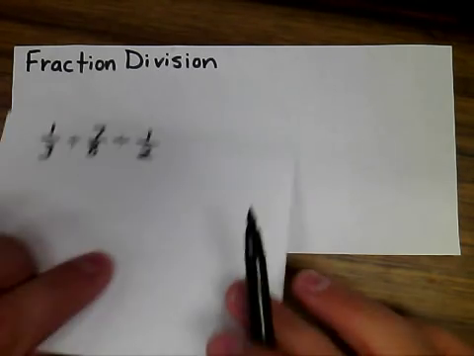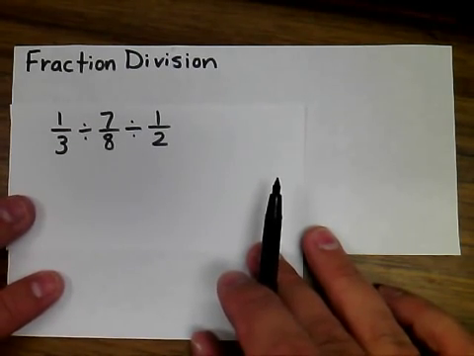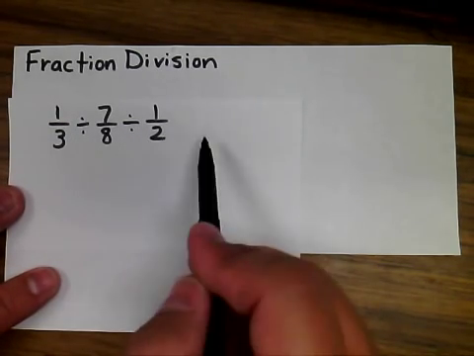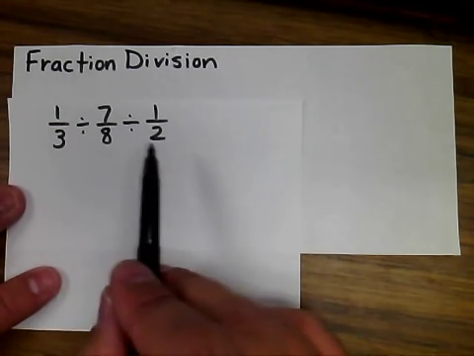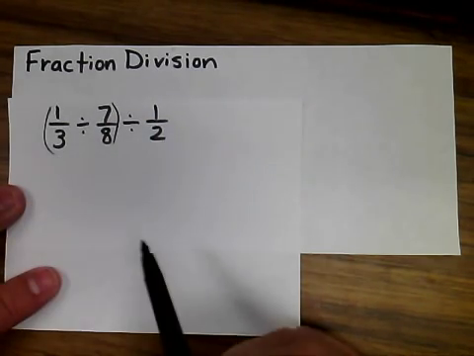The last thing on your homework that I want you to be aware of is sometimes you might be asked to use your order of operations with your fraction division. So in this case, we have 2 division problems, and we know that when we've got multiplication and division remaining, we go left to right. So we've got to treat it as if these were in parentheses.